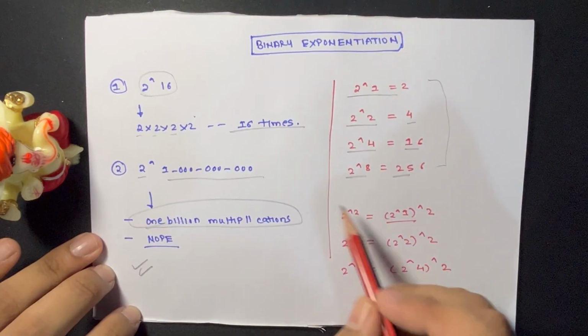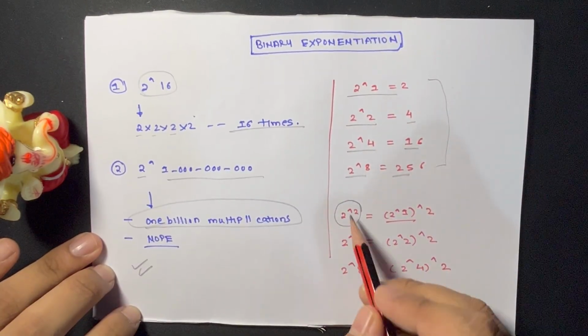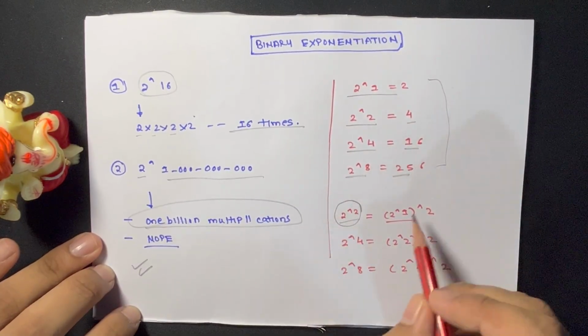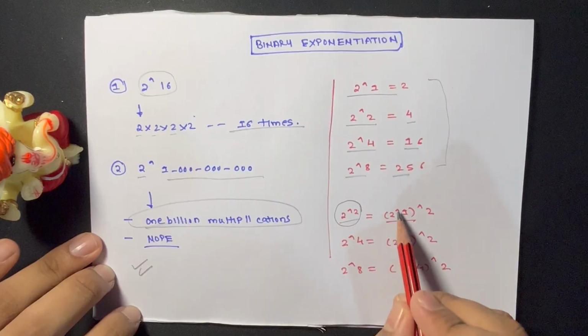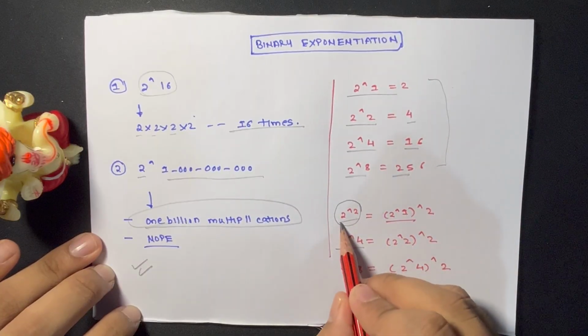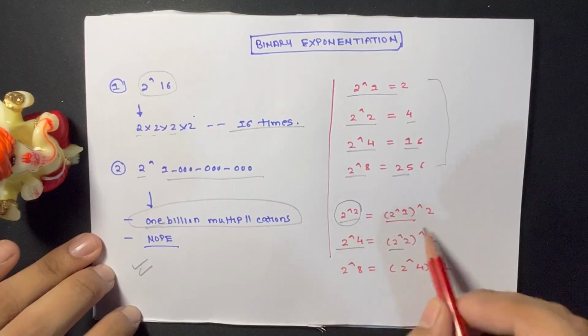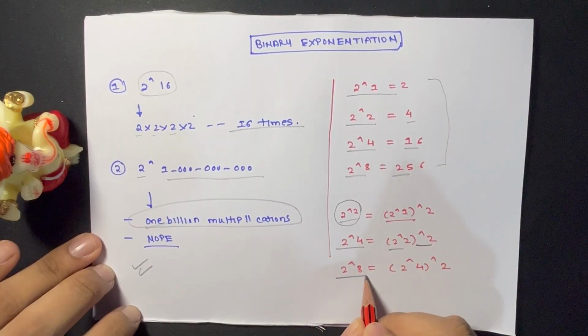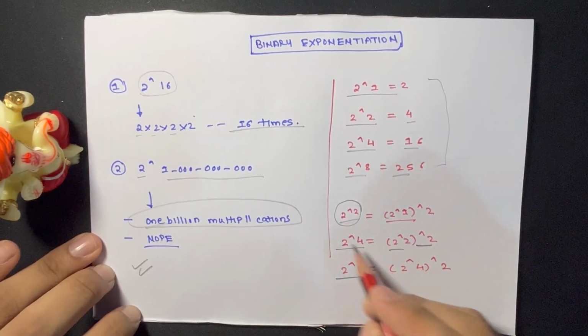Now, let's see how 2 to the power 2 is calculated. 2 to the power 2 can be calculated by squaring 2 to the power 1, the square of 2. 2 to the power 4 can be calculated by squaring 2 to the power 2. 2 to the power 8 can be calculated by squaring 2 to the power of 4.